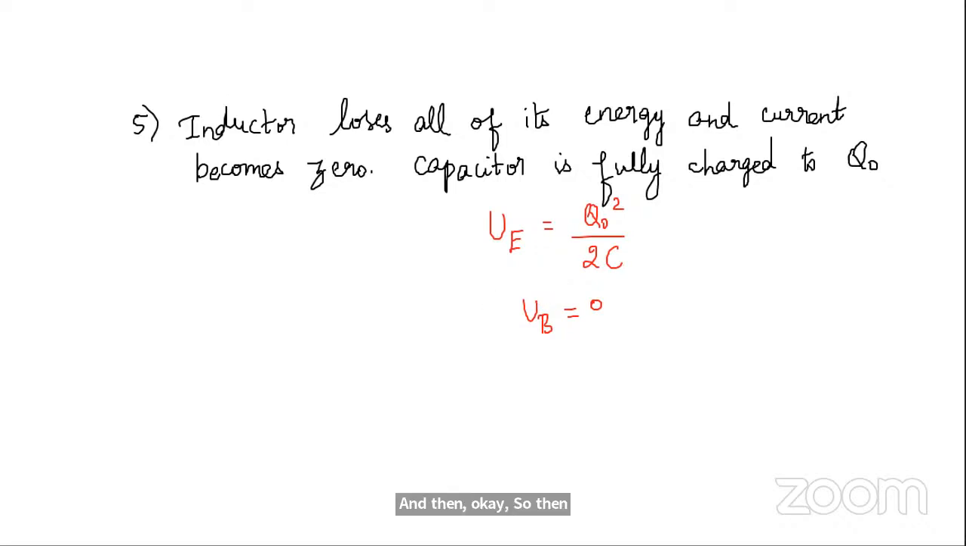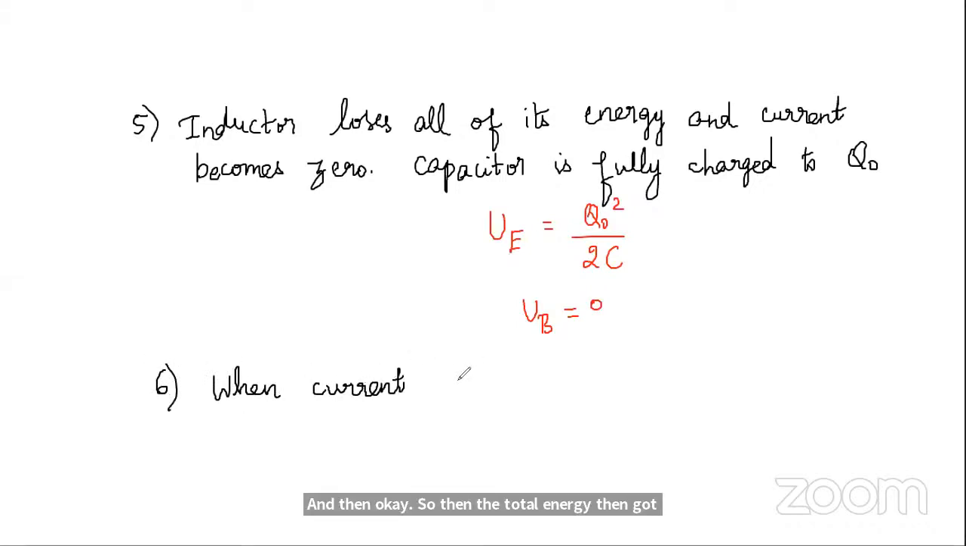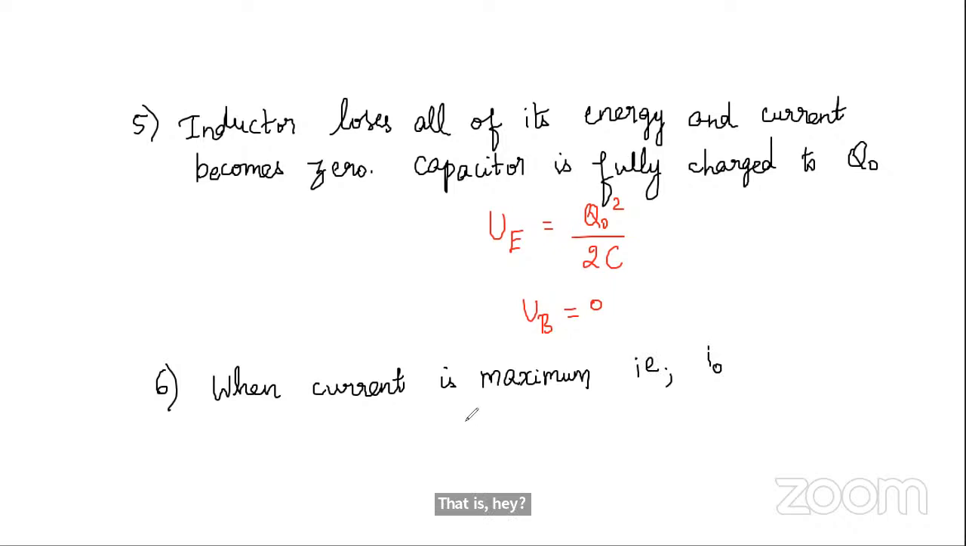So when the current flowing through the circuit is maximum, that is I naught, the total energy is stored in the inductor. Your total energy is magnetic. So in that case, UB naught is equal to half L I naught square.